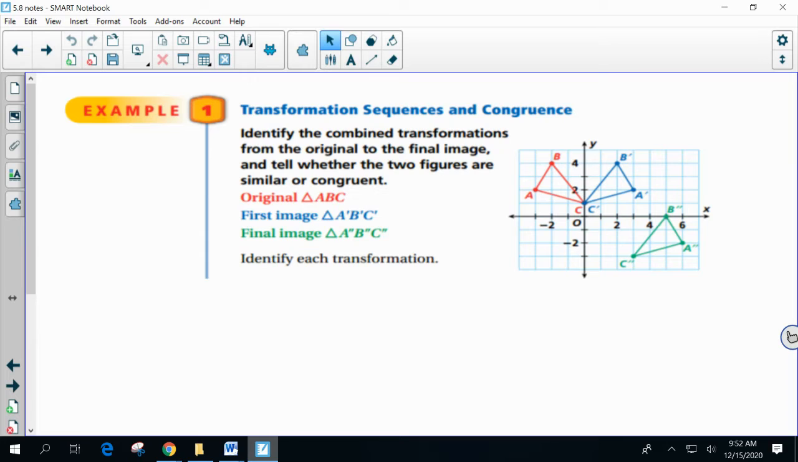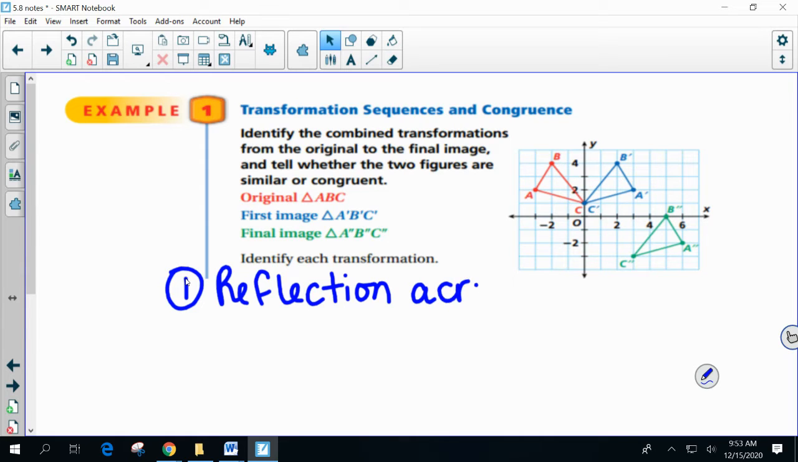All right, so if you look here, let's do this one transformation at a time. Going from red to blue, from original to prime, what does it look like is happening? Reflection. A reflection. I agree. And which axis is it reflecting across? The y-axis. So I agree with you. Our first transformation is reflection across the y-axis.